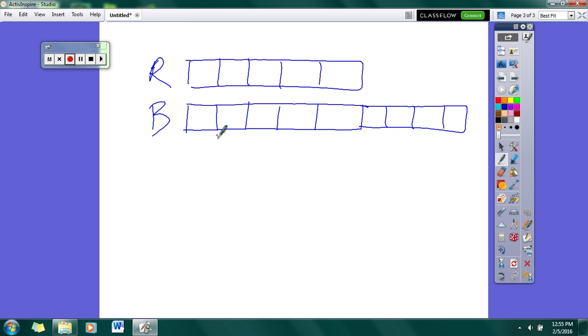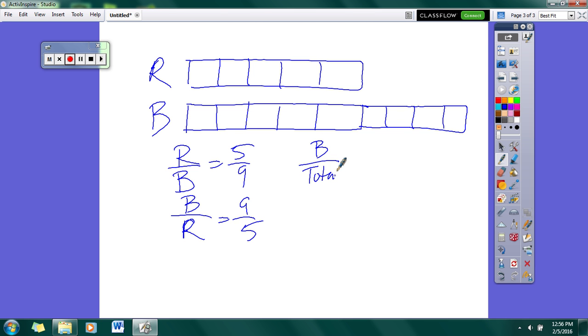So I can write this red to blue, which is 5 to 9, blue to red, which is 9 to 5, blue to total, which is 9 to 14, red to total, which is 5 to 14.